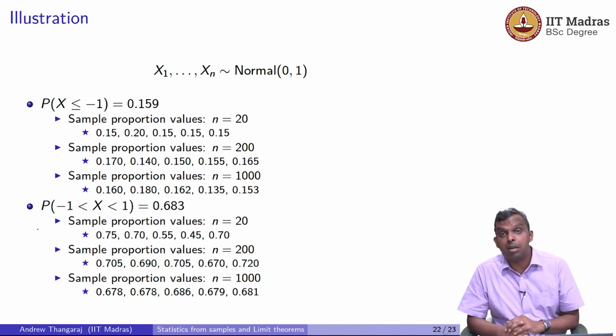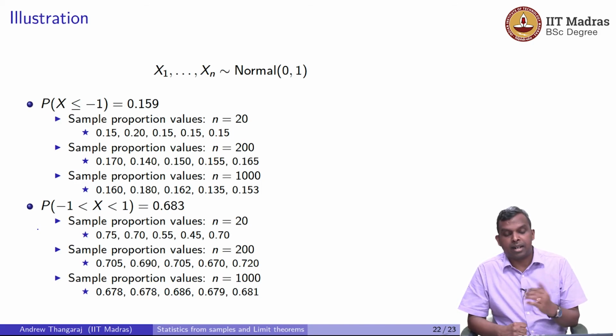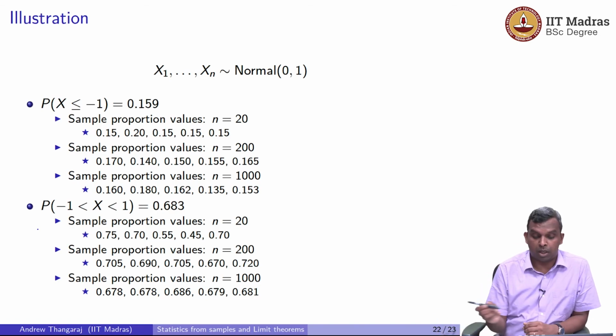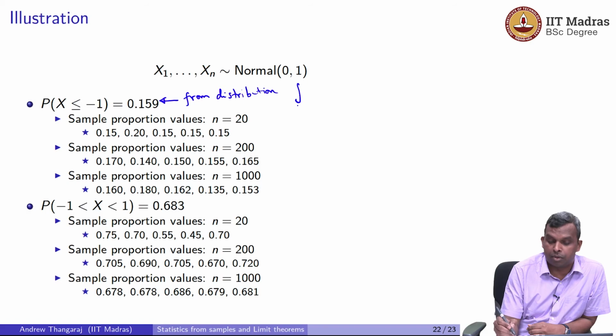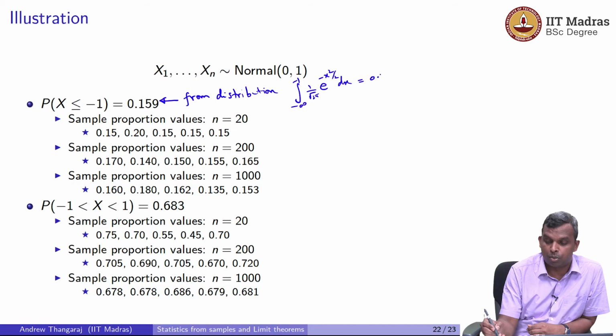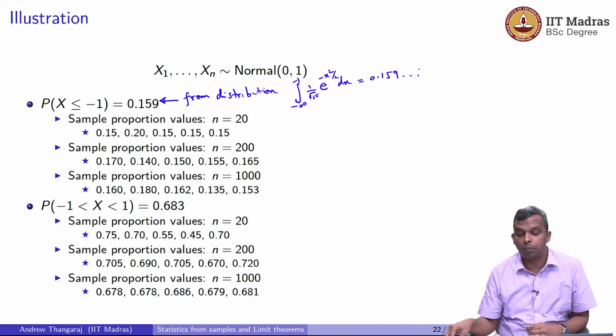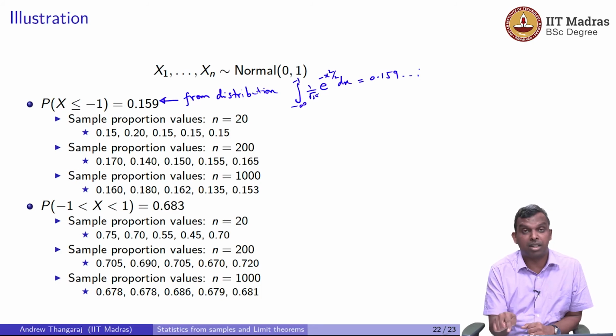I have x1 to xn being normal 0, 1. I generate a different number of samples and try to find the probability that x is less than or equal to minus 1. This comes from the distribution. Right, so it will be the integral from minus infinity to minus 1 of the distribution, 1 by root 2 pi e power minus x squared by 2 dx. This equals roughly 0.159 something. Okay, so that came from the distribution. I did this numerical integration and I got 0.159.